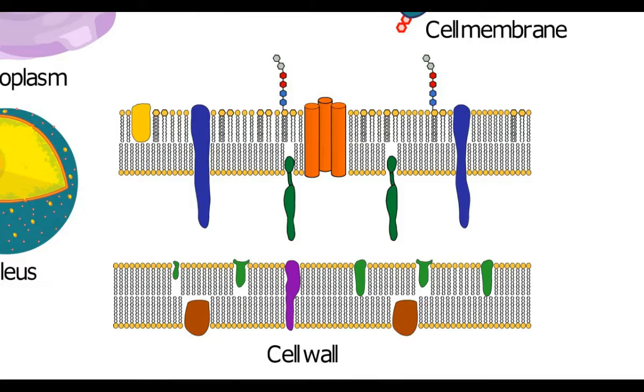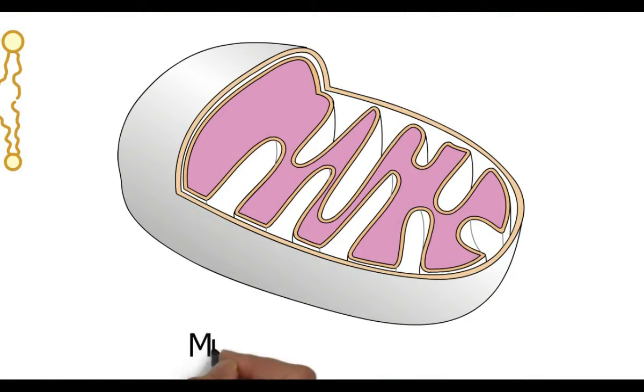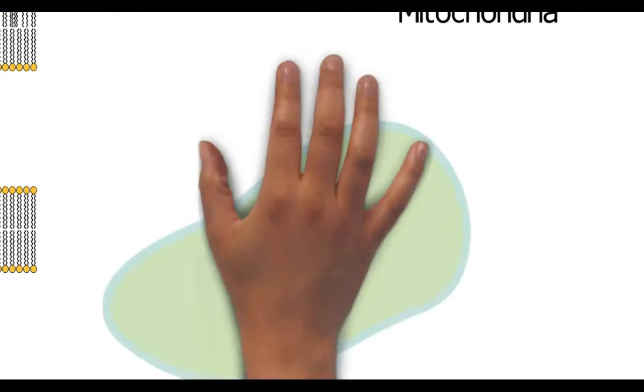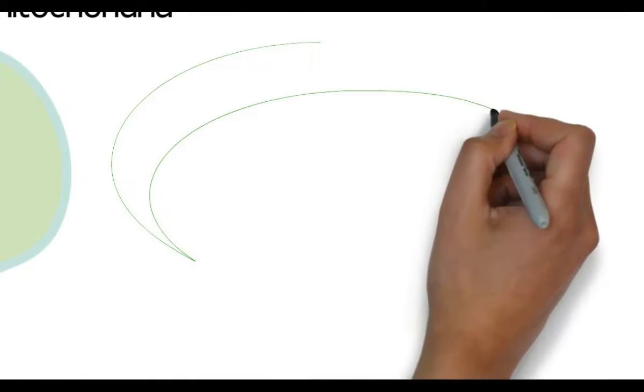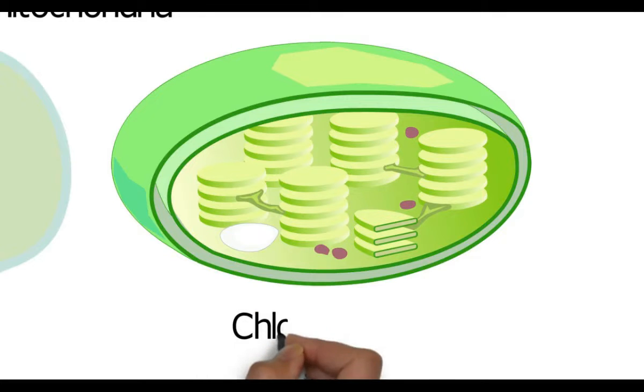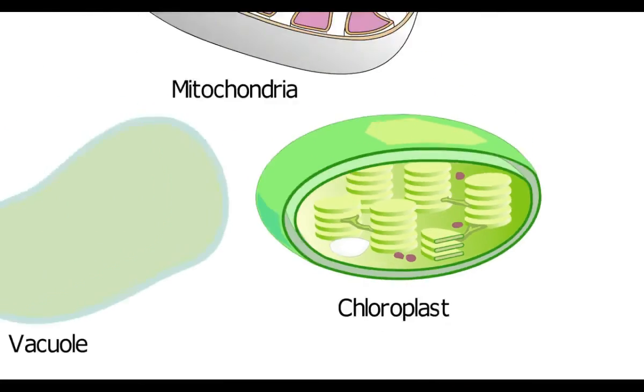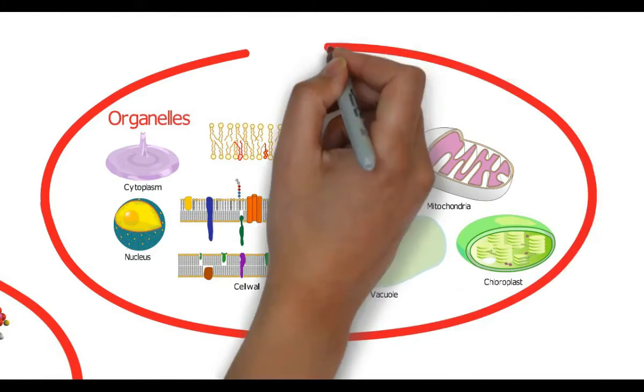The cellulose cell wall, the tough and flexible outermost covering of a plant cell. The mitochondria, the membrane-bound cell organelle that generates most of the chemical energy. The vacuole, the organelle for the storage and disposal of various substances. And the chloroplast, the organelle in plants that converts light energy of the sun into sugar.